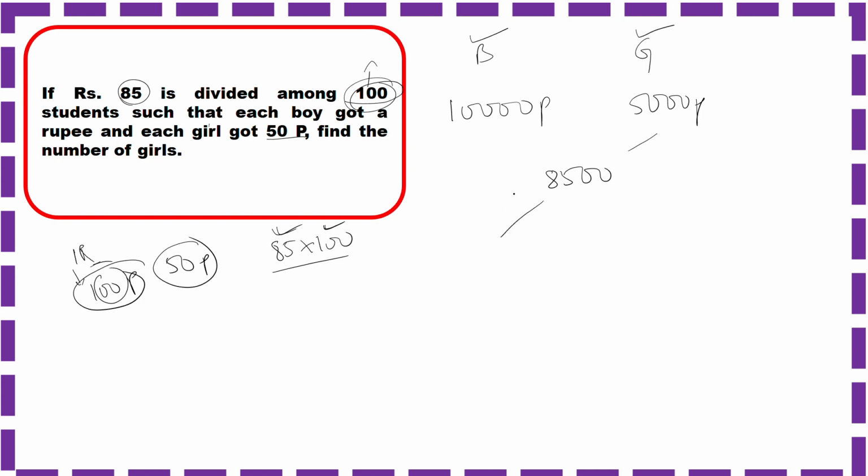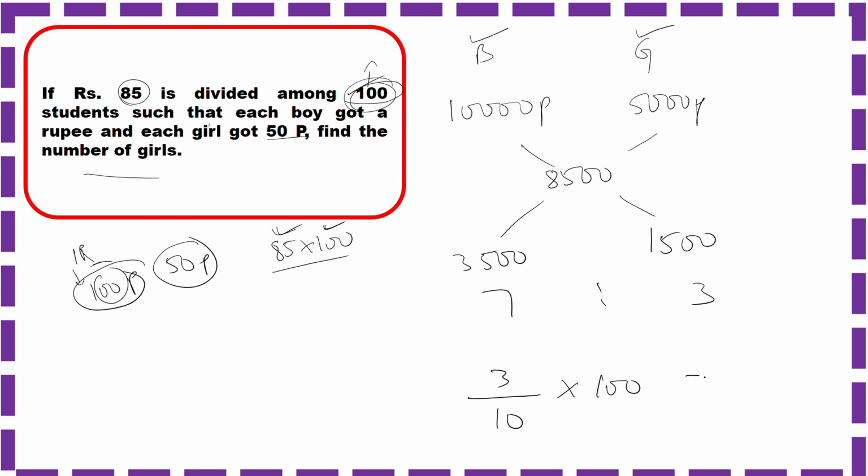Take the subtract now: 8,500 and 10,000, 8,500. This is 1,500. So the ratio is 7:3. So this is the ratio, but we must find the number of girls. The number of girls is 3 by 7 plus 3, which is 10, into total students, which is 100, that is equal to 30, right? So these are the total number of girls.